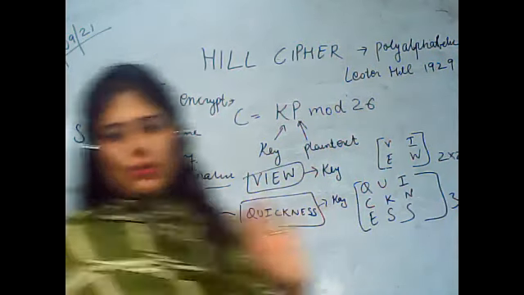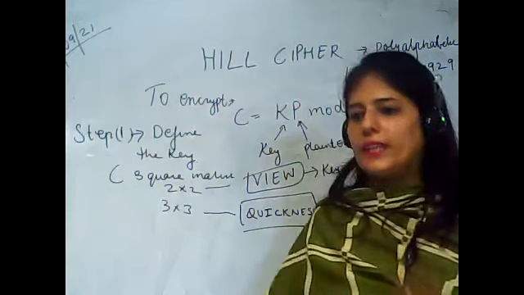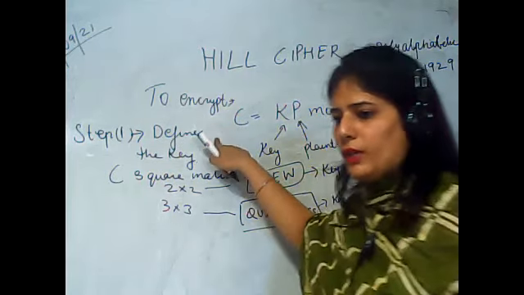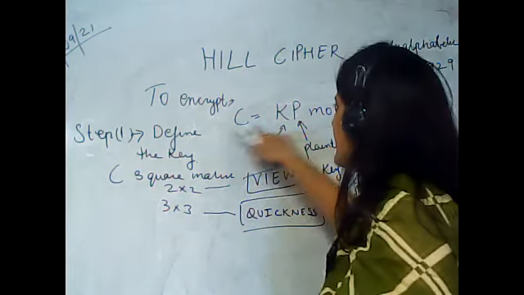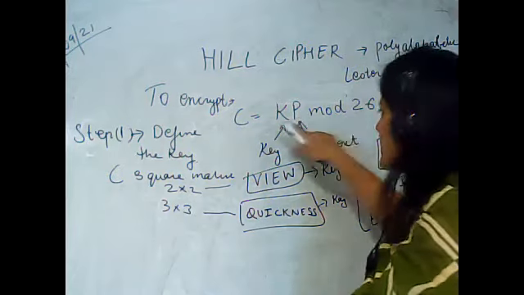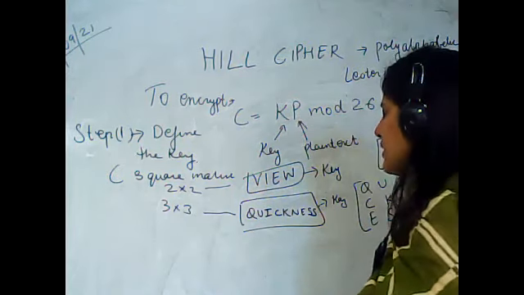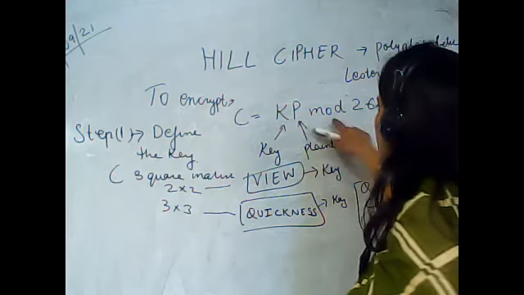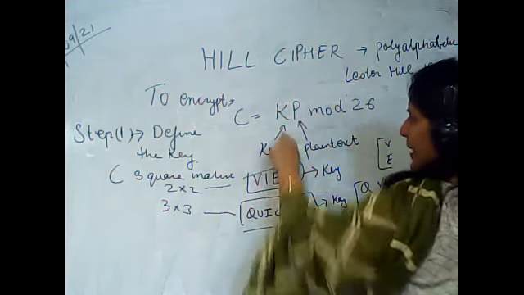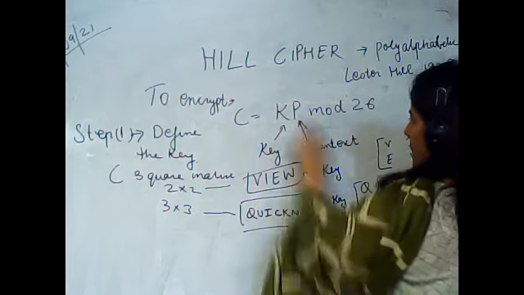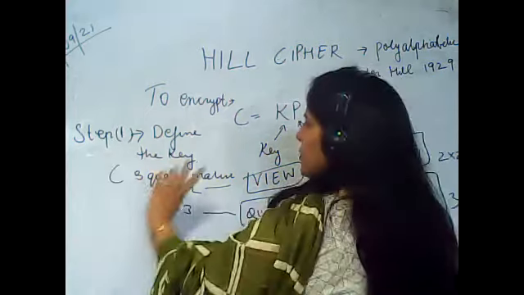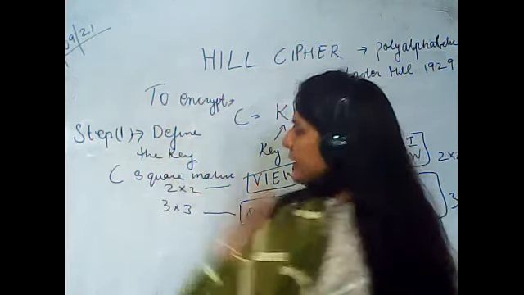The first rule says that we need to define the key. Before encrypting, the method we use for encryption is C = KP mod 26. This is basically the encryption notation that we use: C = KP mod 26, where K is the key and P is the plain text. So the first rule says that we need to define the key here.